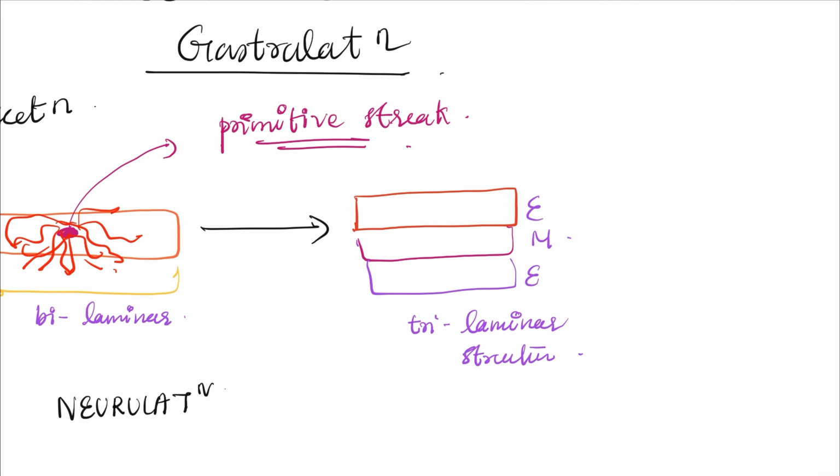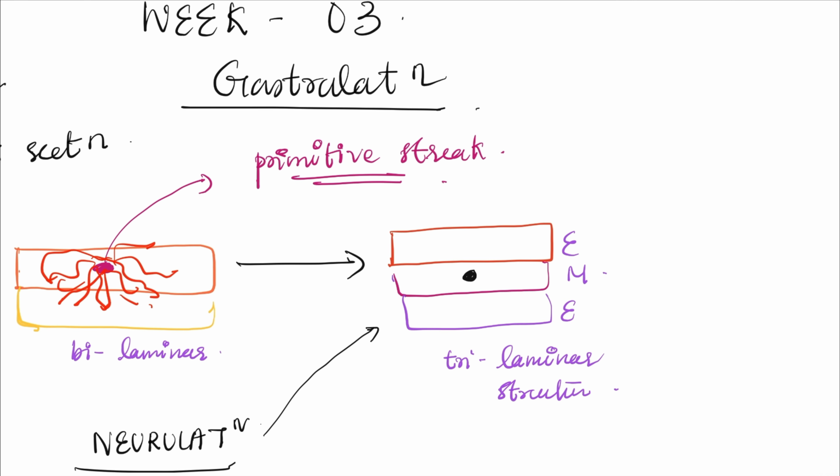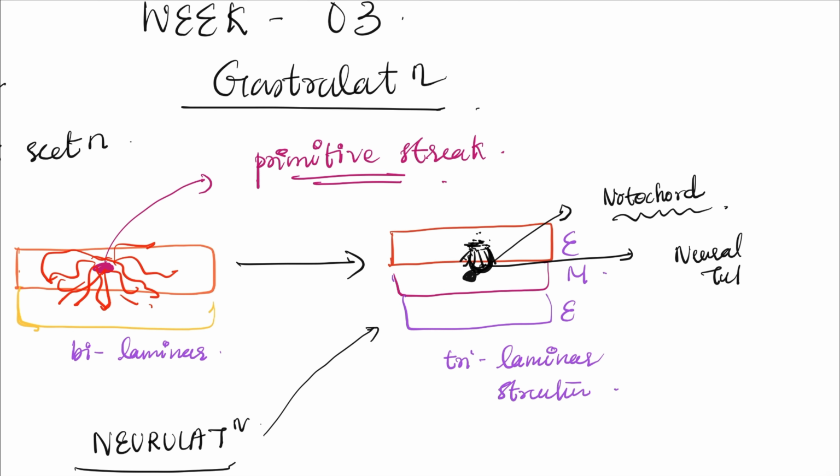Lastly, we have neurulation happening, wherein in these three layers we see a notochord formation within the mesoderm, and the tubal invagination called the neural tube. This is it for now.